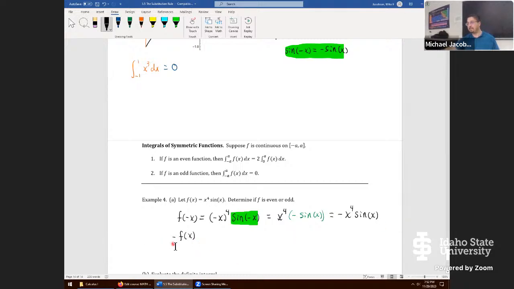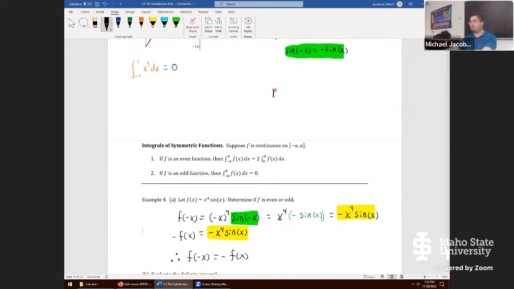Okay, next thing to do is negative f of x. That one's not so bad. All we're doing is taking the f of x function up here, multiplying it by negative 1, and we get negative x power 4 sine x. Next, we make a comparison. We have that f of negative x came as negative x power 4 sine x, and so did negative f of x. So we're ready for a conclusion. We'll say, therefore, f of negative x equals negative f of x.